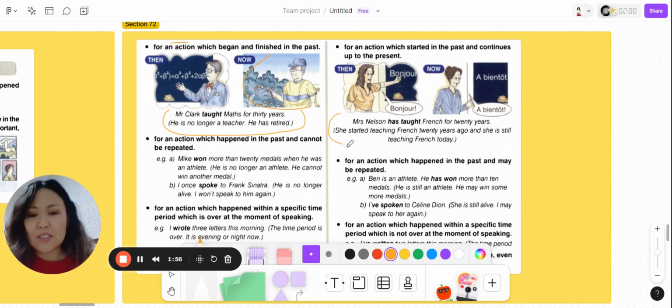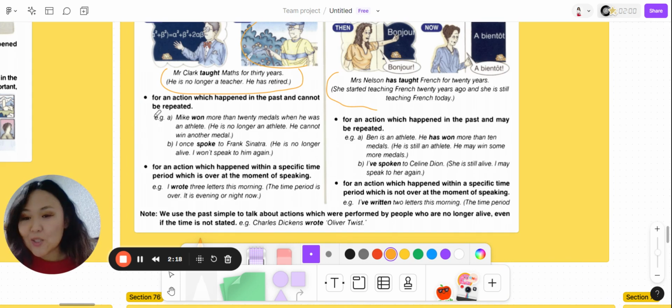If it comes to present perfect, here we have one more example. Mrs. Nelson has taught French for 20 years. She started teaching French 20 years ago and she is still teaching French today. So we use present perfect for an action which started in the past and still continues up to the present days.